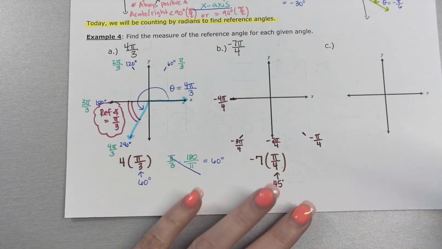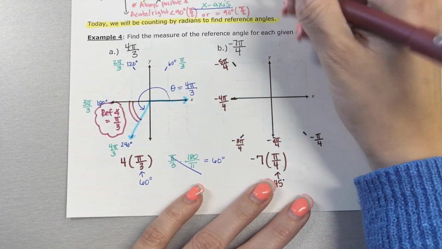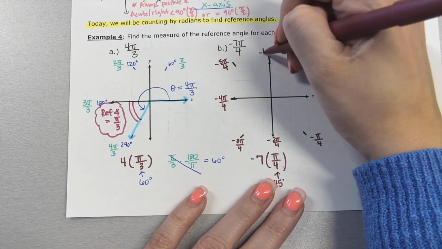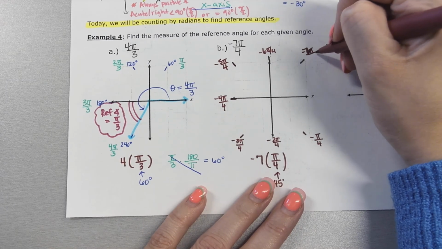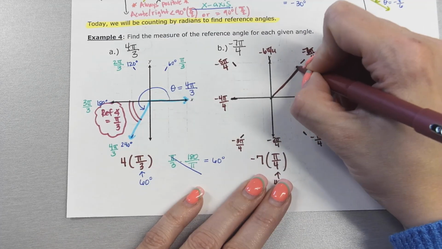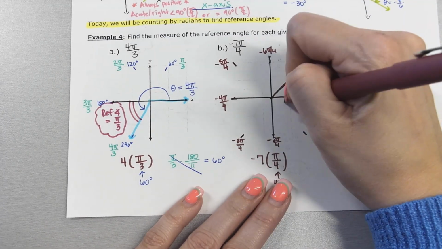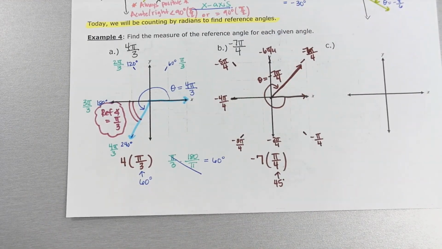Alright, so let's see how we did. So this was negative 4 pi over 4, so we had negative 5 pi over 4, negative 6 pi over 4, and here is negative 7 pi over 4. Alright, so your angle is right here. That's your theta, negative 7 pi over 4. Okay, if you calculated it, what was your degree? Somebody calculate what your degree was? Negative 350.